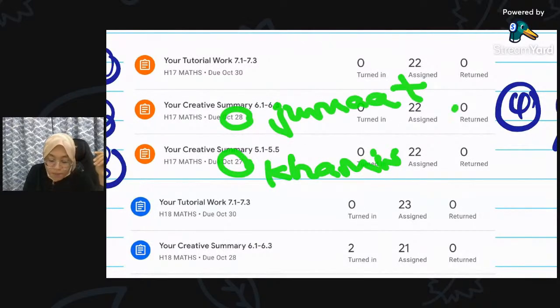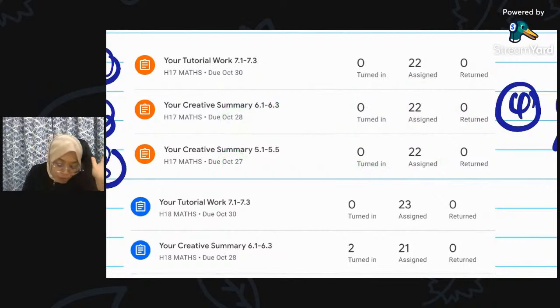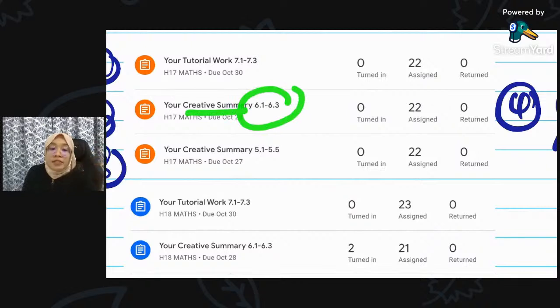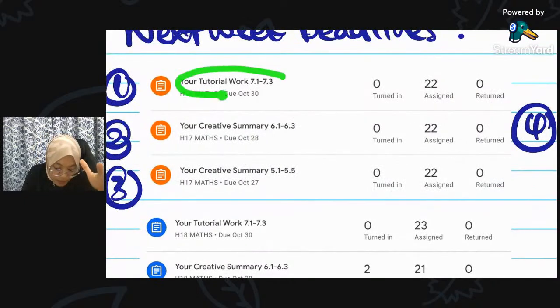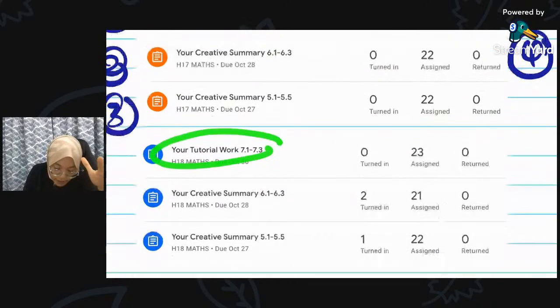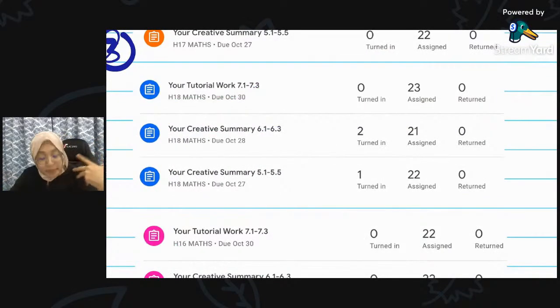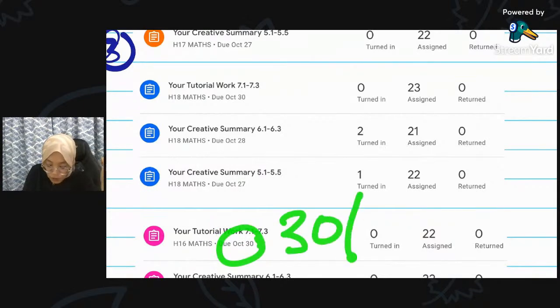Untuk pengetahuan you all, minta maaf minggu depan memang madam tak ada di Labuan. Sebab itulah madam bagi due dates, a bit of homework untuk selesaikan summary chapter 5 and 6. And then saya akan bagi deadline yang baru juga, creative summary chapter 7. Please just do this before the deadline ends. Okay, yang ini kalau you guys perasan, tutorial 7.3 ni saya extend ya, saya bagi lebih masa sampai 30 Oktober.